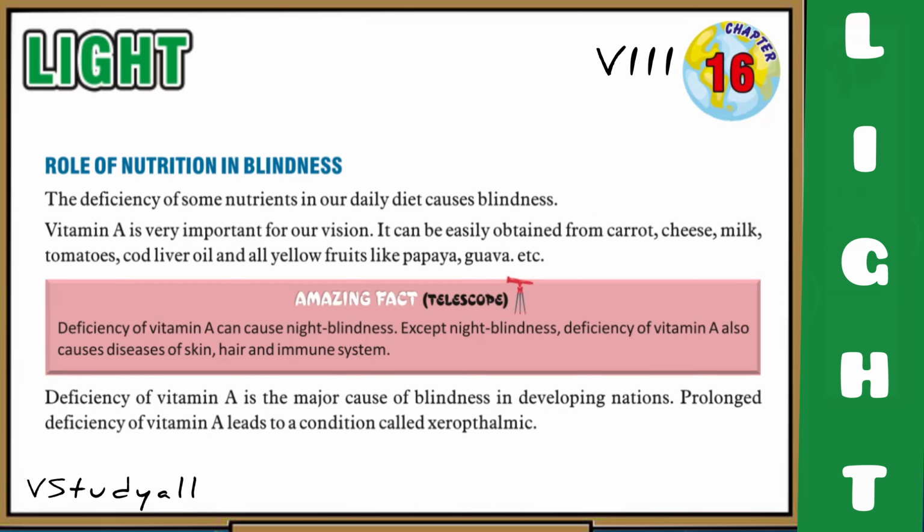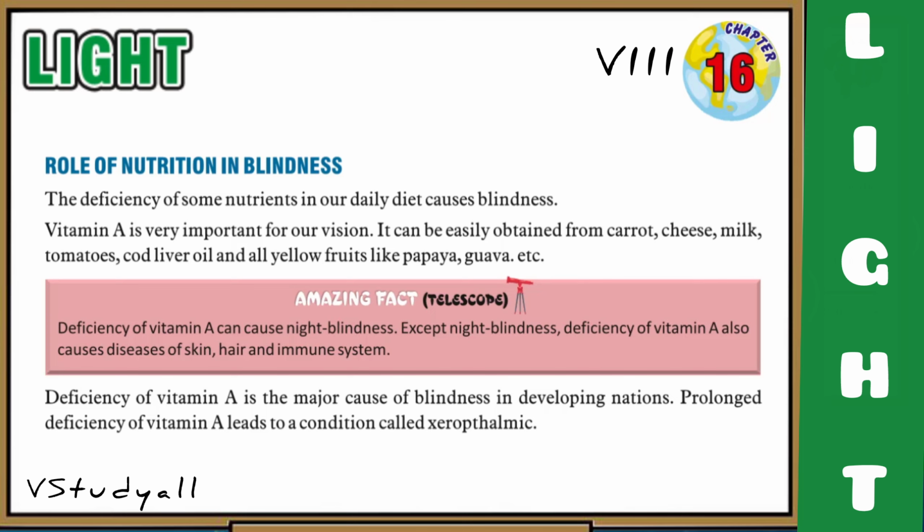So now let's see the role of nutrition in blindness. The deficiency of some nutrients in our daily diet causes blindness. Vitamin A is very important for our vision. It can be easily obtained from carrots, cheese, milk, tomatoes, cod liver oil and all yellow fruits like papaya, guava, etc. An amazing fact is that deficiency of vitamin A can cause night blindness.